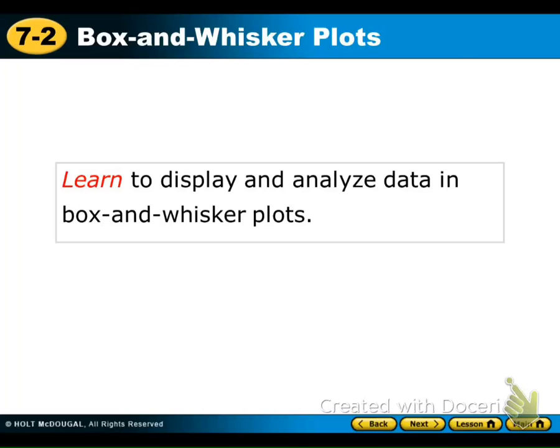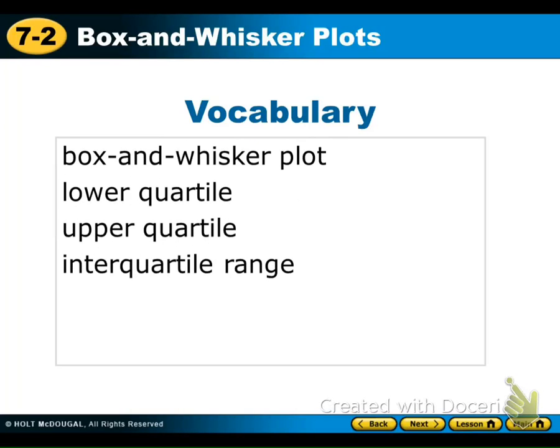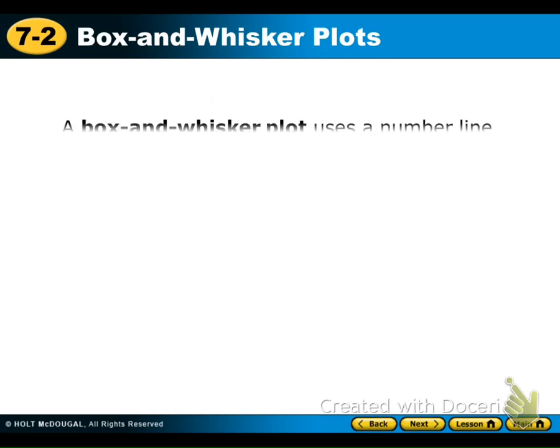Okay, box and whisker plots. We're going to learn how to display and analyze data. All right, box and whisker plot is the kind of graph that we're going to be working on. Then you have three parts to the graph. If you've ever seen a graph that kind of looks like this, something like that, that's a box and whisker plot. We'll go over these vocabulary words in detail in just a second.